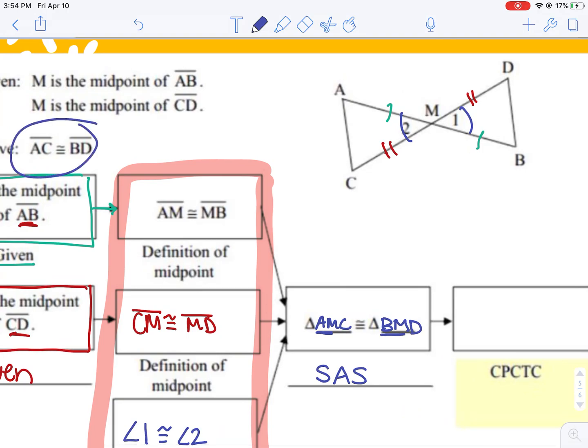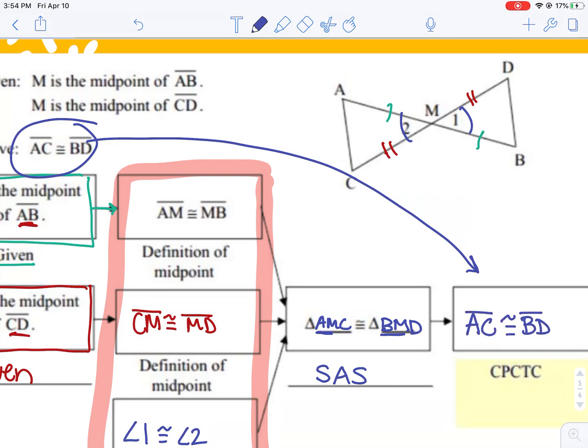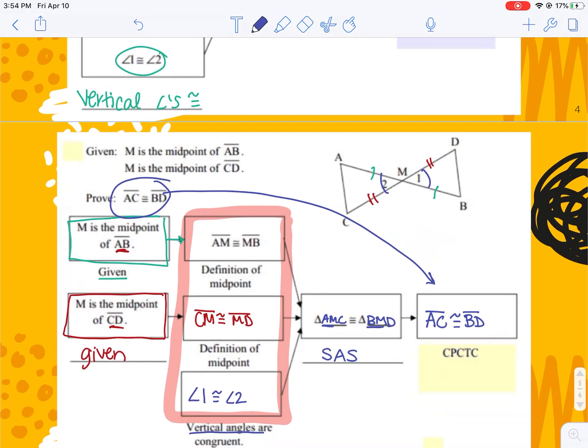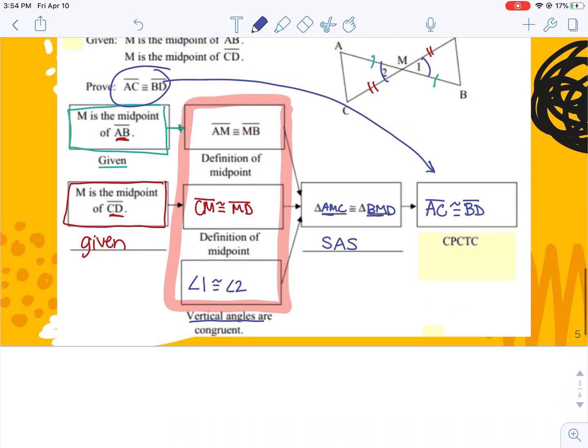My last box, I'm always putting what I was asked to prove exactly as I was asked to prove it. So AC is congruent to BD because corresponding parts of congruent triangles are congruent.